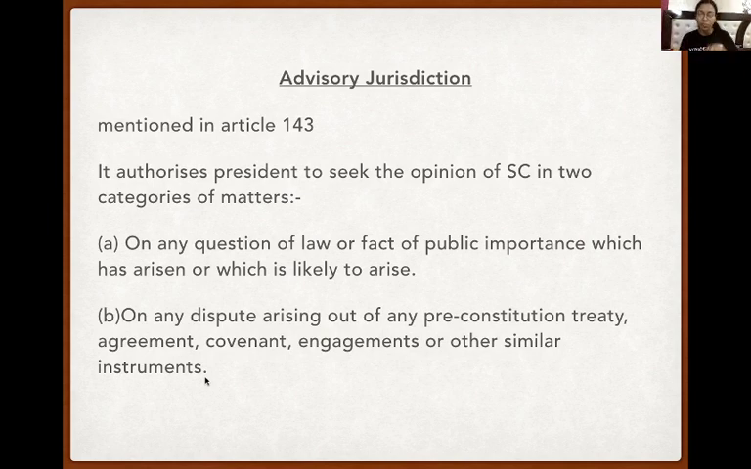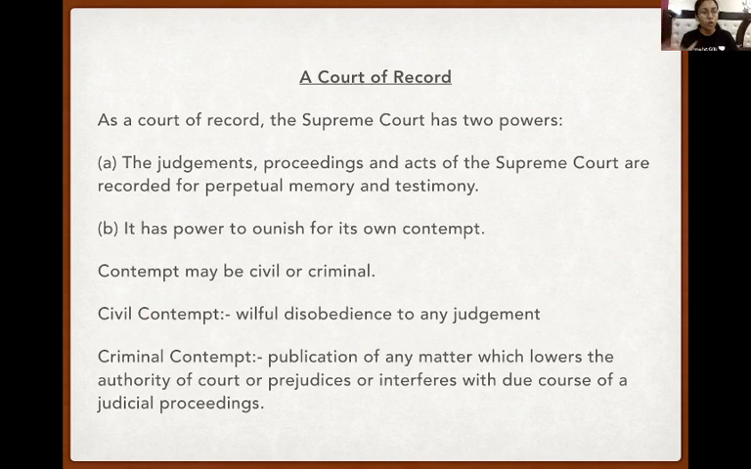So this is like a dispute arising out of a treaty which was signed before the constitution came into force. Okay, so president may also ask opinion of Supreme Court on any dispute arising out of any pre-constitutional treaty, agreement, covenant, engagements, or any other similar instrument. It could be any international treaty also. I hope you are clear with advisory jurisdiction. Now next is a court of record.